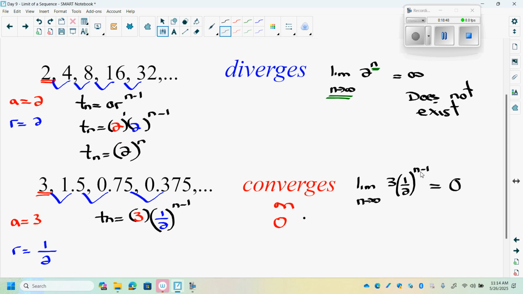What's 1 to the power of 9? It would be 1. 2 to the power of 9 would be 512. Then I would have 3 times 1 over 512, or 3 over 512. The 11th term would be 3 over 1,024. The 12th term would be 3 over 2,048. But you can see that the numerator is going to be 3, the denominator is going to blow up. It's converging on 0.